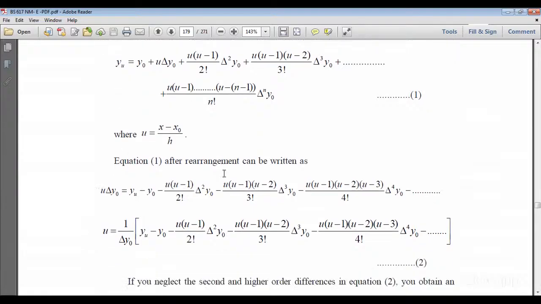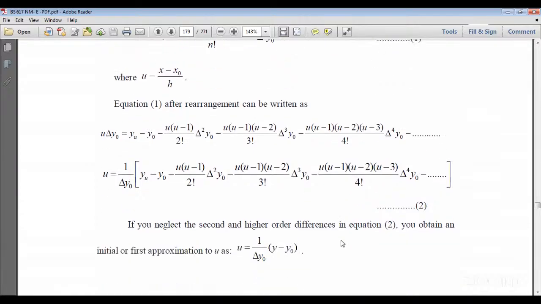Rearrangement can be written as how we can rewrite: u delta y0 is equal to y minus y0, minus u into u minus 1 by 2 factorial del square y0, minus u into u minus 1, u minus 2 by 3 factorial del cube y0, minus u into u minus 1, u minus 2, u minus 3 by 4 factorial del 4 y0. So u is equal to 1 by delta y0, into y minus y0, minus u into u minus 1 by 2 factorial del square y0, minus u into u minus 1, u minus 2 by 3 factorial del cube y0, minus u into u minus 1, u minus 2, u minus 3 by 4 factorial del 4 y0.